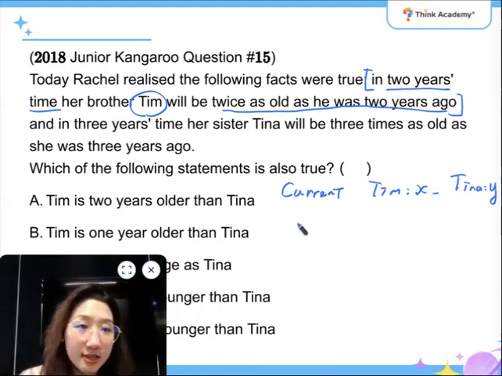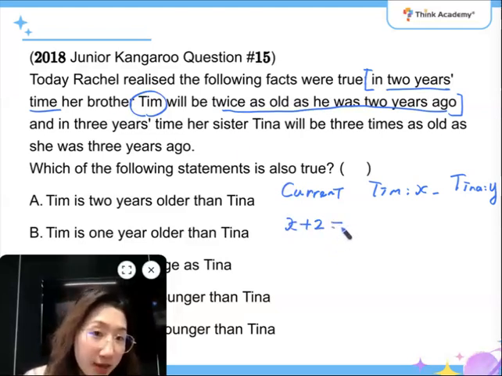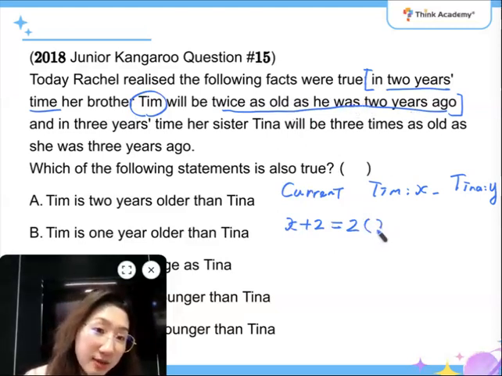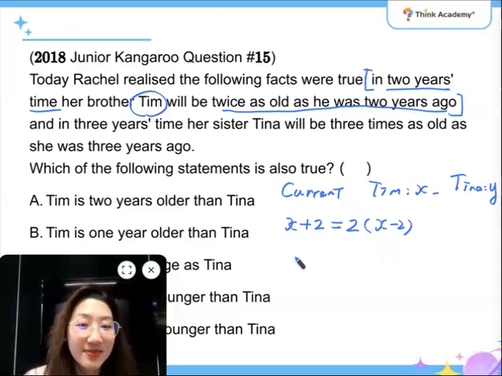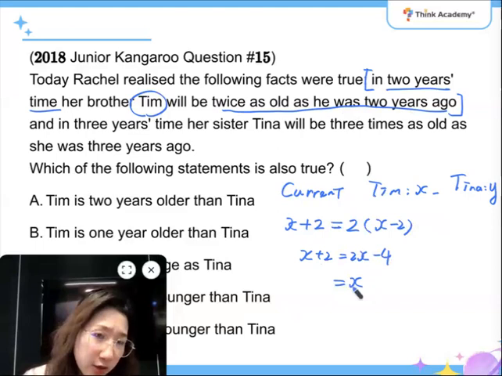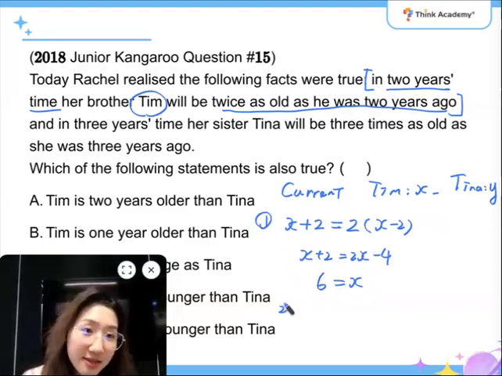Then for the first sentence, in 2 years' time, that means you have X plus 2. And then Tim will be, that means an equal sign, twice as old as he was 2 years ago. 2 years ago would be X minus 2. So if you try to solve it, you have X plus 2 is equal to 2(X minus 2), which is 2X minus 4. Don't forget to multiply the 2 as well. And then if you rearrange it, you have X is equal to 6. So that's for Tim. And now let's look at Tina.